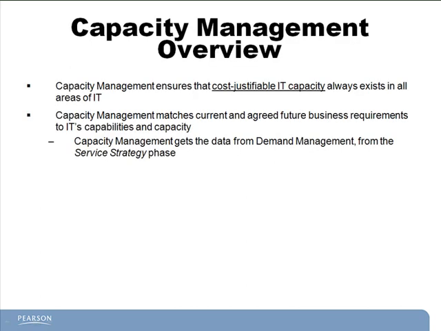If you remember nothing else about capacity management, remember these 2 points. First, remember that capacity management ensures that cost-justifiable IT capacity always exists in all areas of IT. That phrase, cost-justifiable IT capacity, is emphasized on this slide, so it's important to remember that phrase for the exam and that it's related to capacity management. Next, remember that capacity management's job is to take data that it got from demand management back in service strategy and then match the current business requirements and the future requirements to IT's capabilities and capacity.